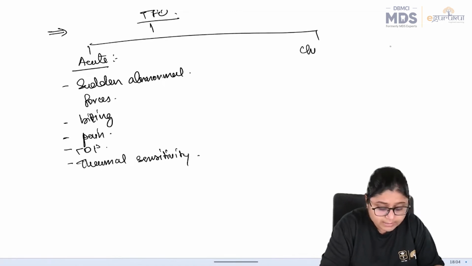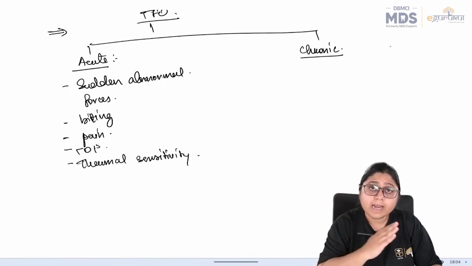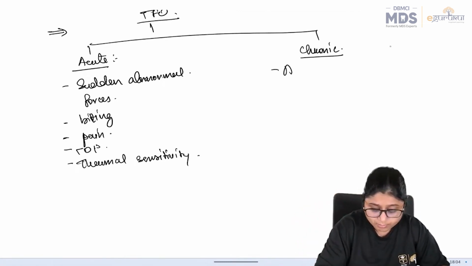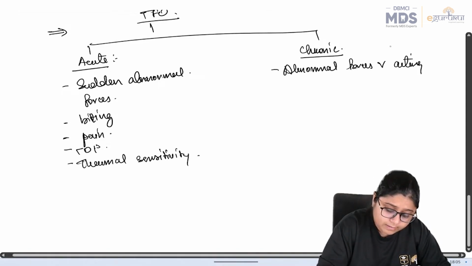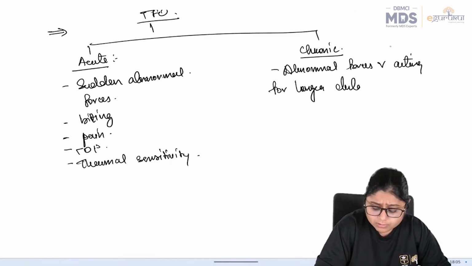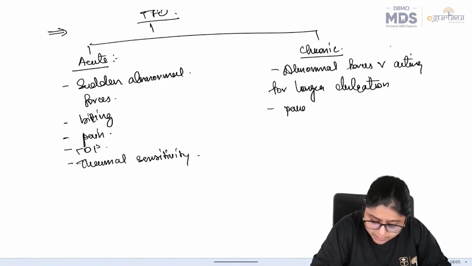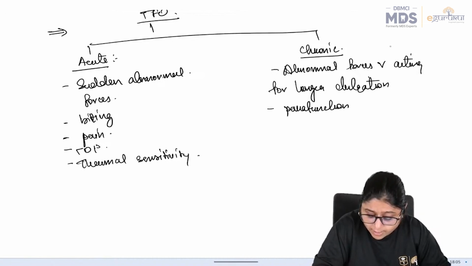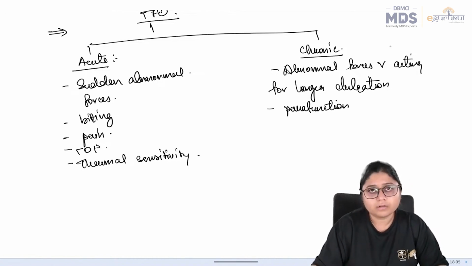In chronic cases, abnormal forces are acting for a longer duration onto the tooth. Such forces act during parafunctional habits and abnormal orthodontic forces. All these cases can lead to chronic trauma from occlusion.